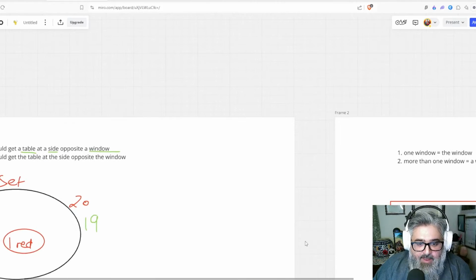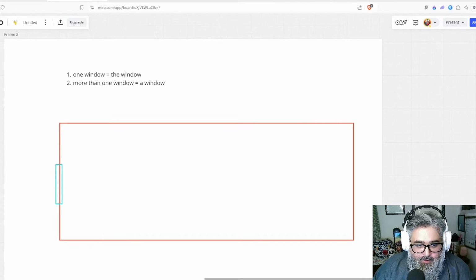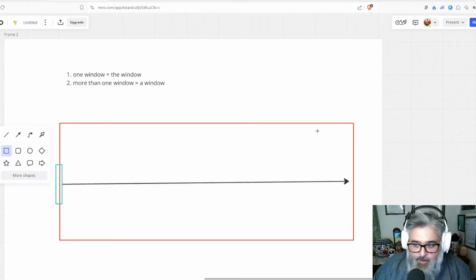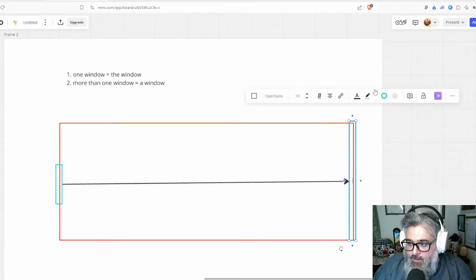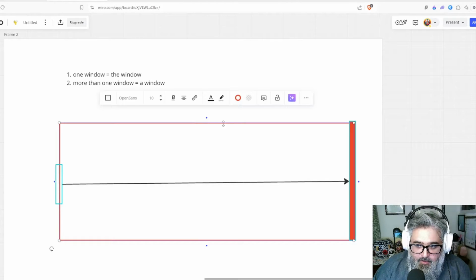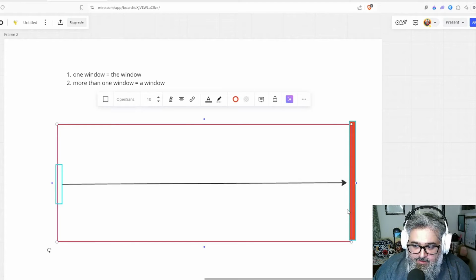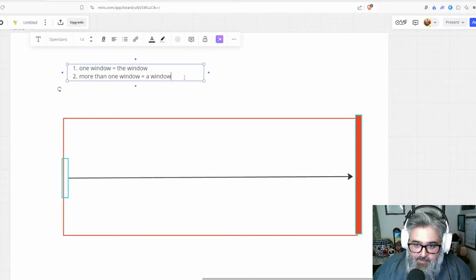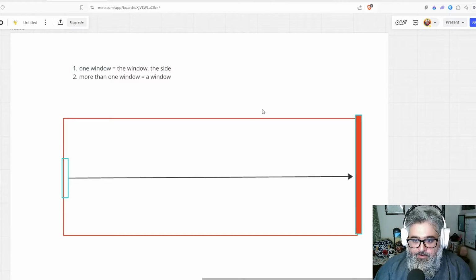Okay. The next noun was side. Right? So opposite a window, there can only be one side. This is the only side which is opposite the window, right? This entire side is opposite the window. This side is not considered opposite the window. Neither is this side. Neither is this side. Only this side is opposite the window, right? So, of course, if there's one window, we're going to say the side, right?